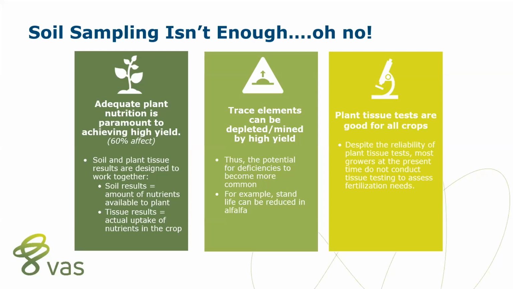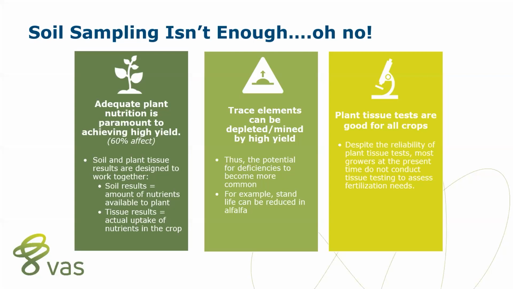Tissue testing is important for all types of crops like corn, soybean, wheat, and veggie crops. And even more importantly for perennial crops like alfalfa, tree crops like fruits, as well as perennial berry crops. Because nutrients can be easily depleted by high yield and leached by drenching rainfall without you knowing it.